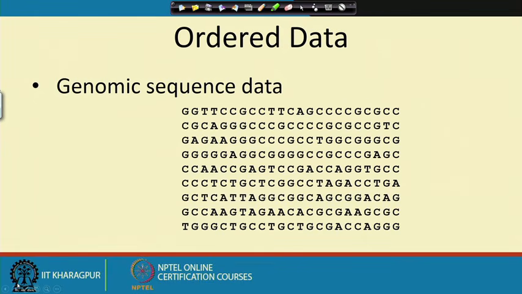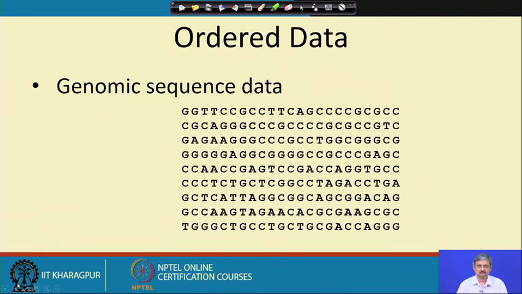Similarly, you can have sequence data. For example, these are amino acid sequences that appear in a gene. This also cannot be represented as a vector. Okay. But initially, as we start, we will focus on vector or record type of data.